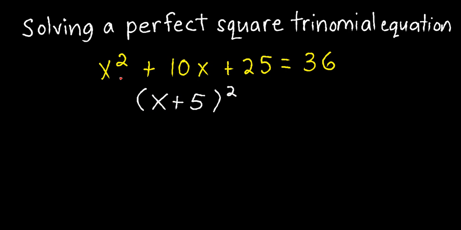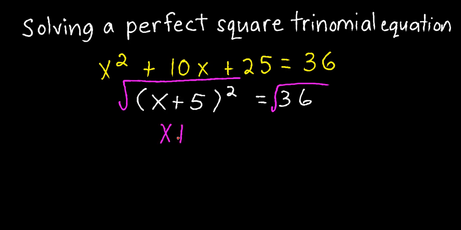The reason is that the square root of x squared is x, and the square root of 25 is 5. Since the middle term is a positive number, that's going to be a plus right here. And that's all going to be equal to 36. So I've just simplified the trinomial. Now I can go ahead and take the square root of both sides. The square root of something squared is that number itself, x plus 5. And that's going to equal plus or minus 6, the square root of 36.